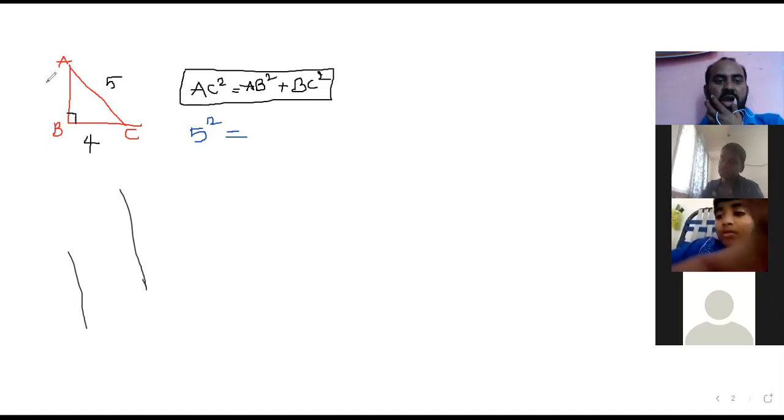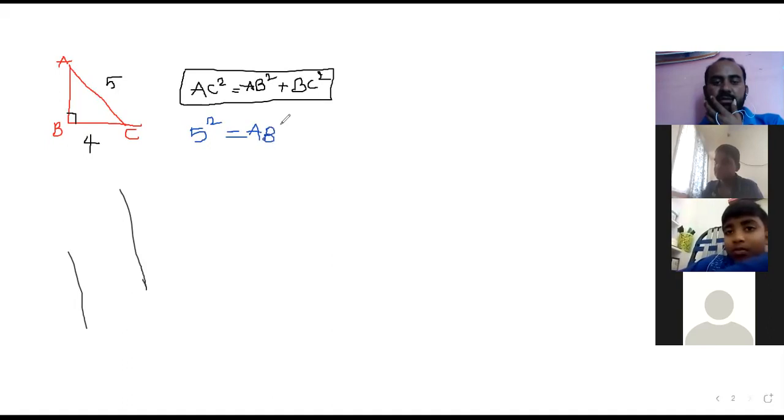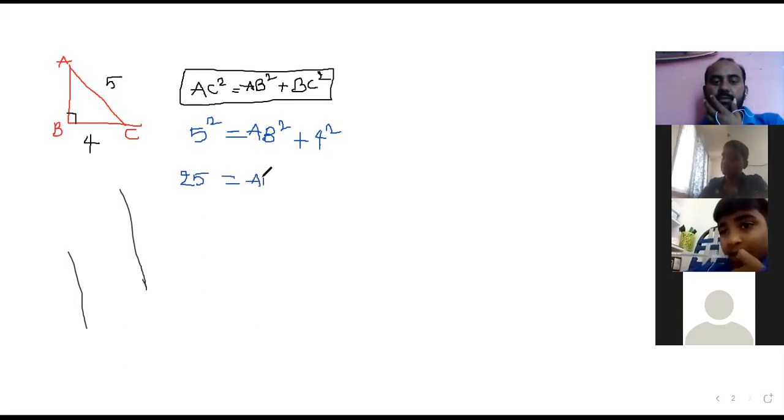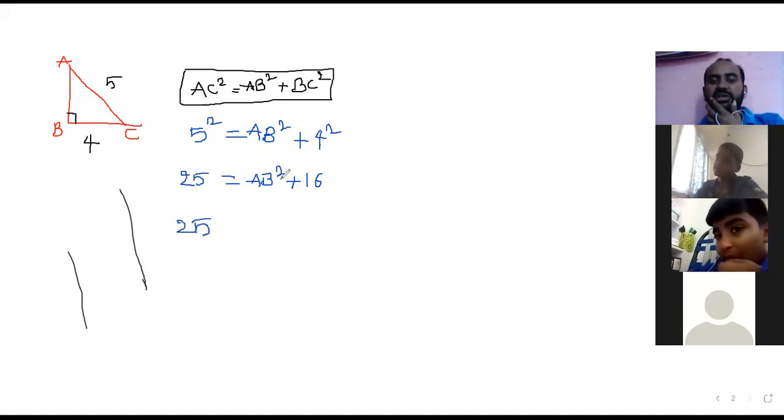Equal to, do you have the AB value? No, I have to find it. AB square plus, do you have BC? Yes, what is that? 4 square. Now write it. 5 square value is how much? 25 is equal to AB square plus 16. But I don't want AB square plus 16.